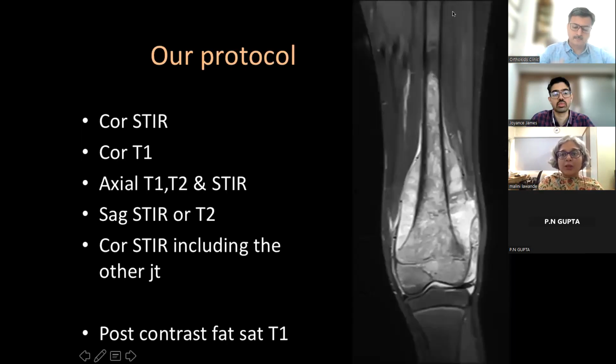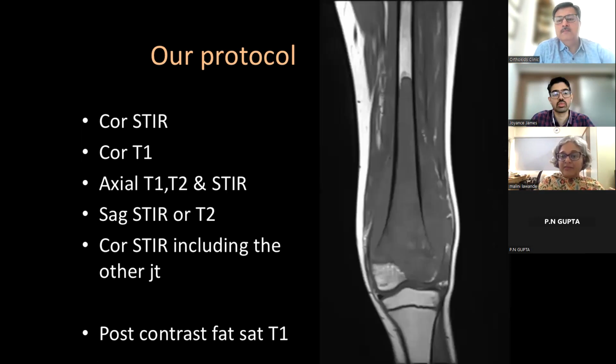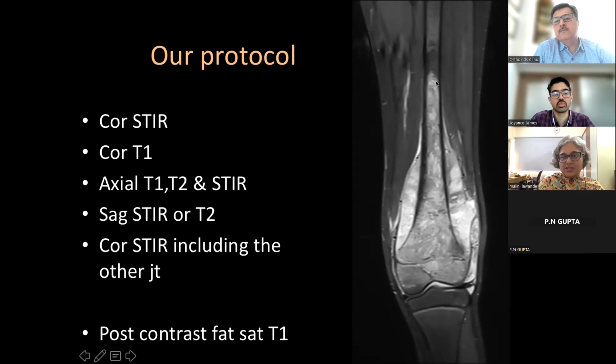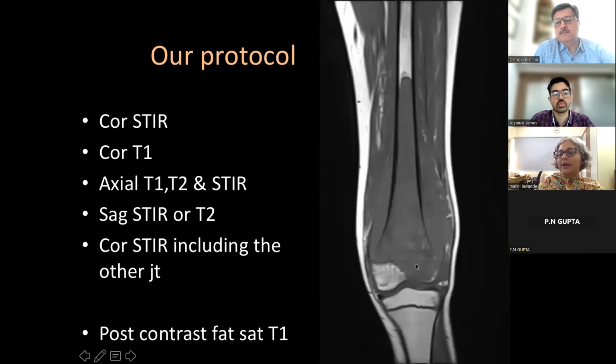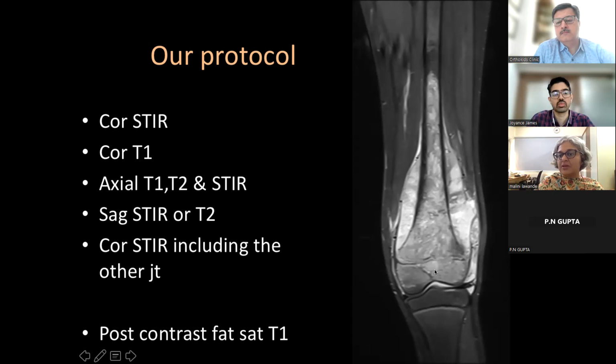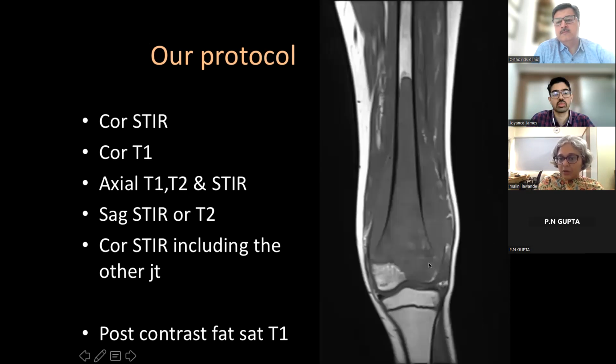So what's the protocol that we use in our practice? We start with a coronal STIR image and a coronal T1 weighted image. So you can see here, this is a tumor, obviously an aggressive lesion. You can see it so well on the STIR image, but there's also marrow edema. So what's the exact size of the tumor? I can make that out better on this. If you look at this epiphysis, everything looks bright, but here I can make out this is the tumor. So the tumor measurements would be ideal on a T1 weighted image because the fatty marrow really outlines the tumor well.